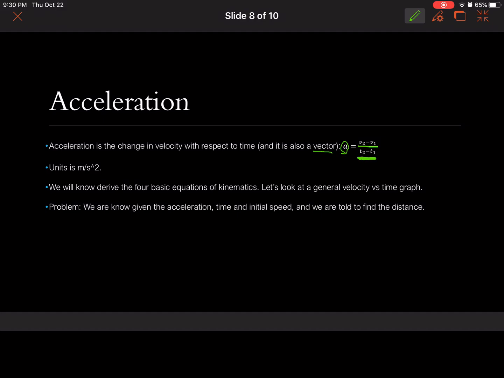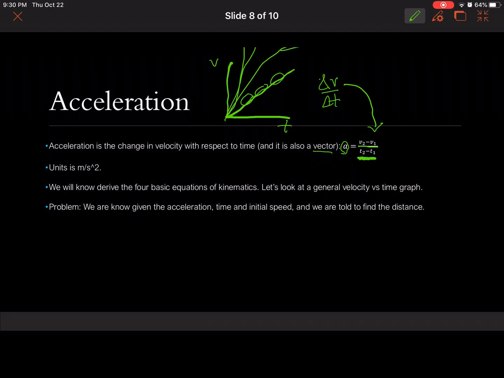And if acceleration is constant, then the velocity versus time graph will look like this, with a constant slope, because the slope of this line is, guess what? Change in velocity over change in time. So the slope of this line tells you the acceleration. If it's not constant, then it will look something like this, or something like that, which would look weird.